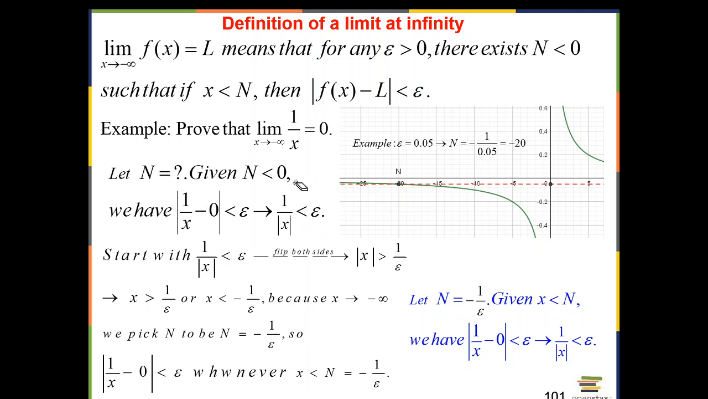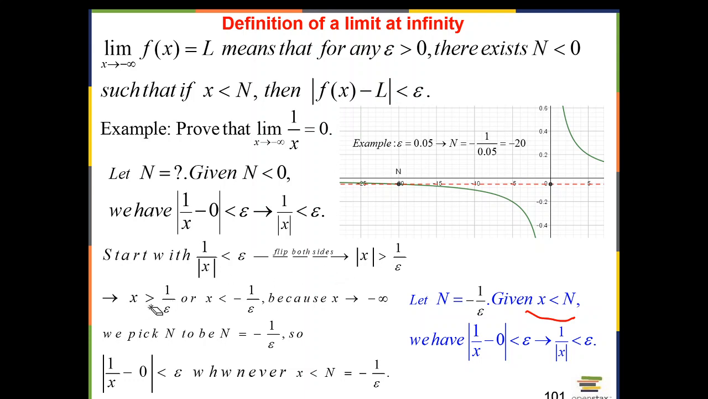So we start with this side: 1 over the absolute value of x is less than epsilon, and then we try to get this out of it. So we want to try to get what? To get this out of it, x less than N. So how do we do that? Well, look, if we flip them, 1 over the absolute value of x, we flip 1 over epsilon, we flip epsilon, and since we're going to negative infinity and the absolute value of a negative is positive, we could just write it as x greater than 1 over epsilon, right?